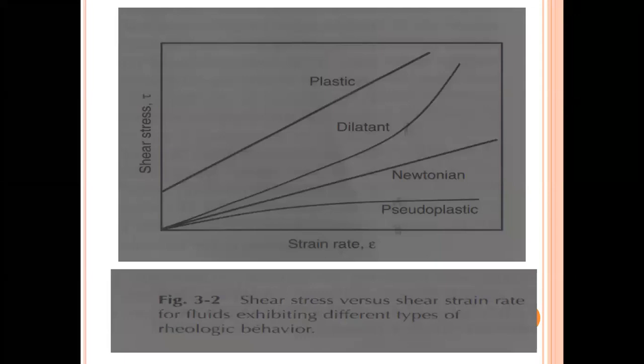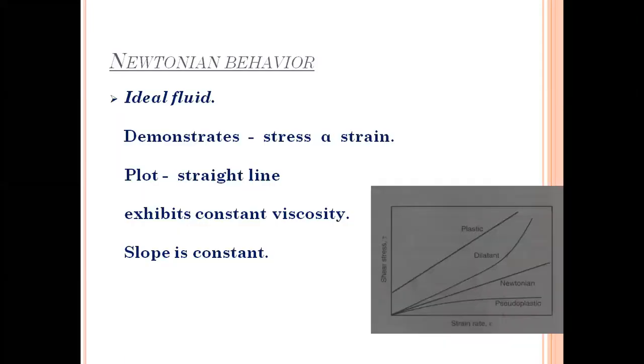In Newtonian, we have the ideal fluid. The stress and strain are directly proportional. It has a straight line graph. The liquid has a constant flow and exhibits a constant viscosity. The slope is constant in Newtonian liquids. They are called ideal behavior.